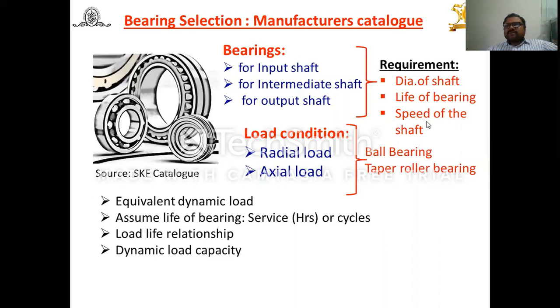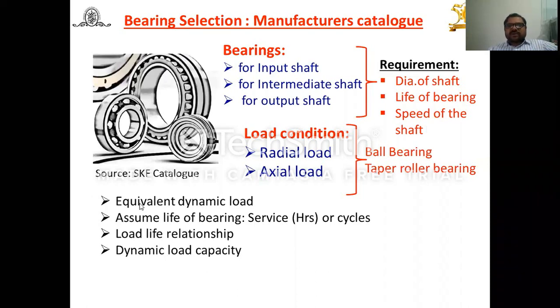And once you know the speed of the shaft, that means the input shaft rotates at a certain speed, or if you are selecting the bearing for the intermediate shaft, it rotates at a different speed, because of the speed reduction, speeds are going to change. And as the speed is going to reduce, torque is going to increase. And again, once you know the diameter, life of the bearing and speed of the shaft, you can easily select the bearing from the catalog.